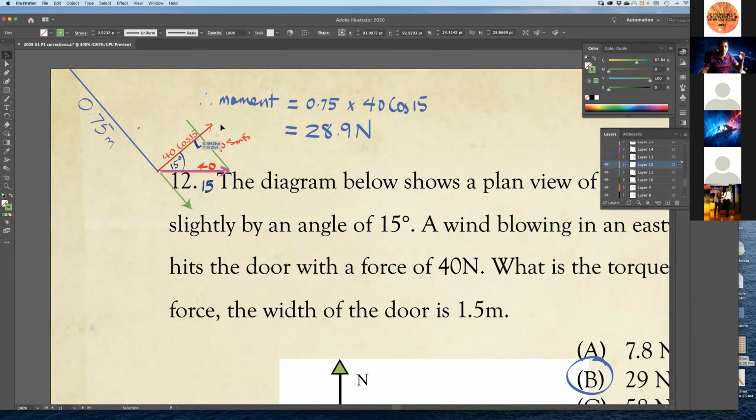So to find the moment of the force, we have to use this component. So the moment will be 0.75 by 40 cos 15, which works out to be 28.9 Newton meters. Any questions on this?